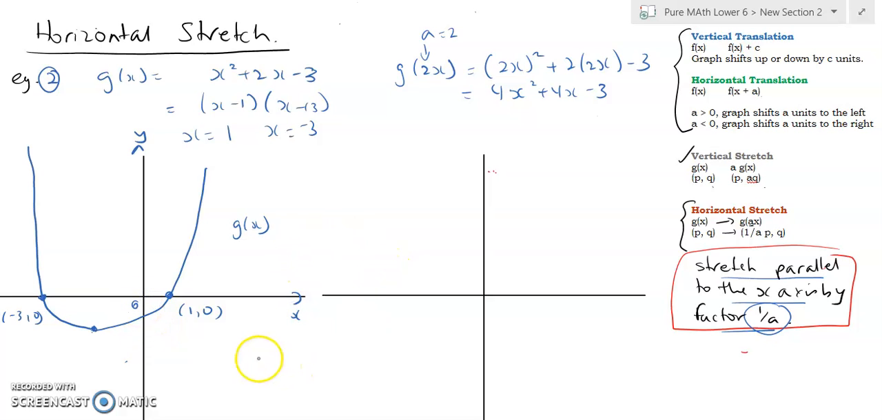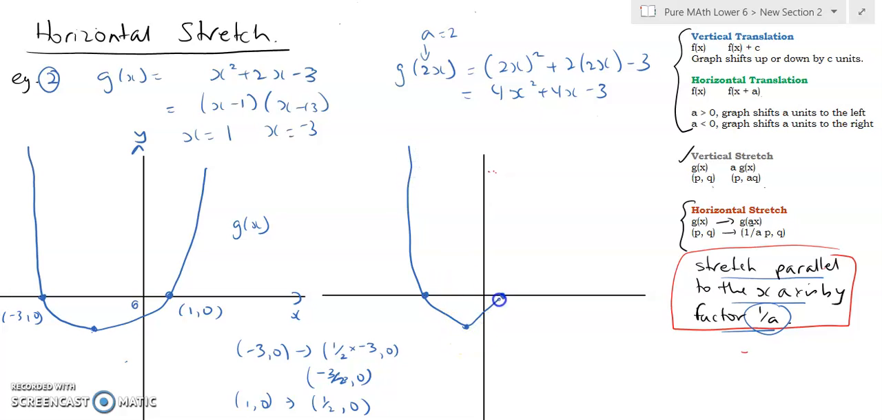Now what will happen to this now? My points, say minus 3, 0, will now become a half of minus 3, 0, which will be minus 3 on 2, 0. 1, 0 will now become a half of 1, which is a half, 0. So now plotting these points, I'll get like say here and say here, somewhere here.